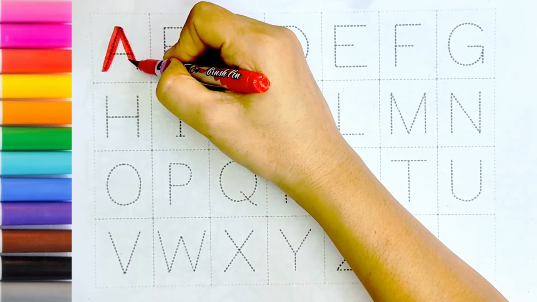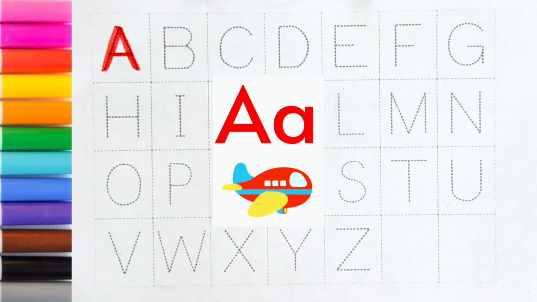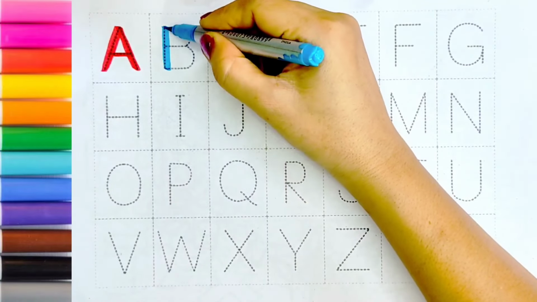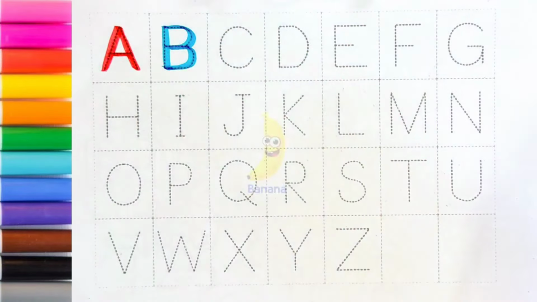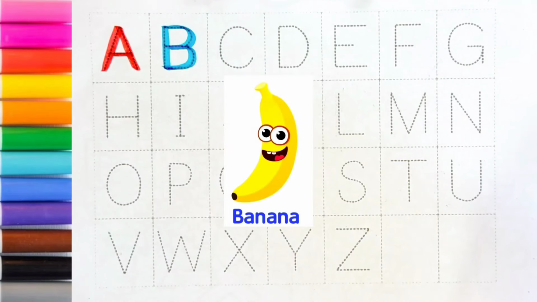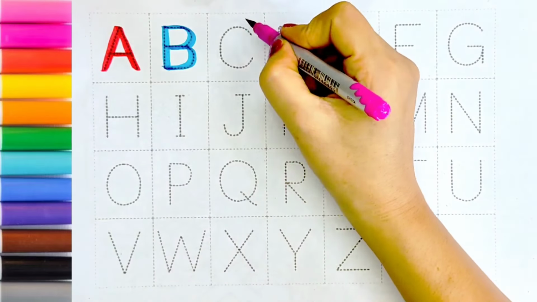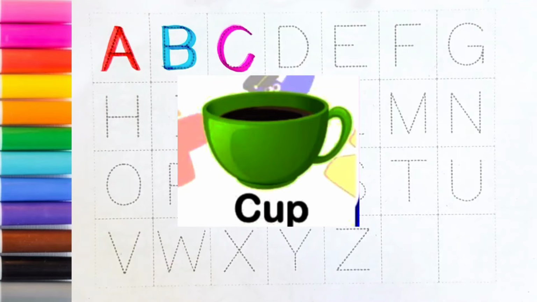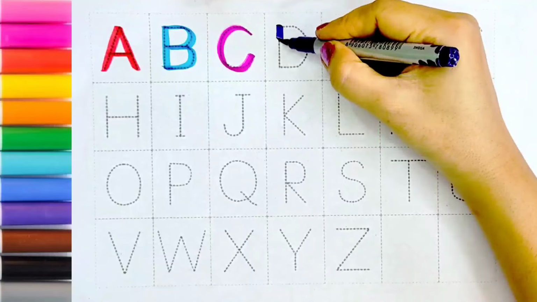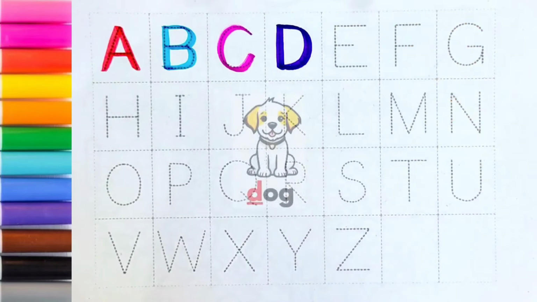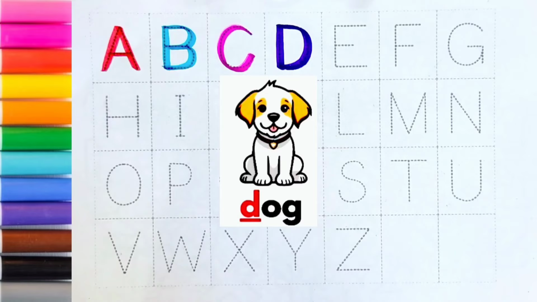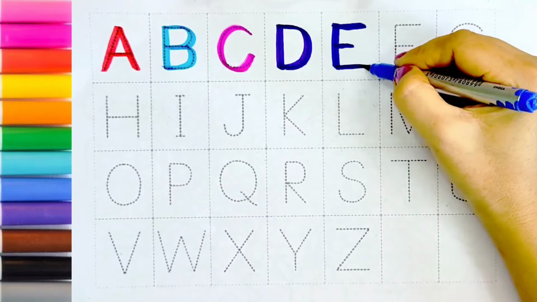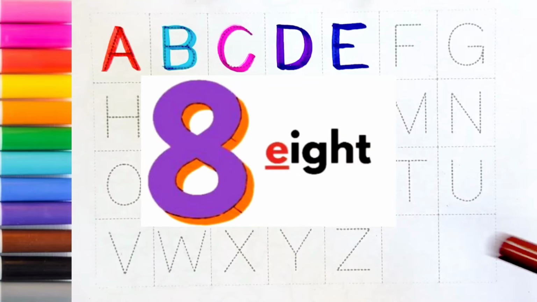Red color A. A for aeroplane. Sky blue color B. B for banana. Pink color C. C for cup. Purple color D. D for dog. Blue color E. E for eight.